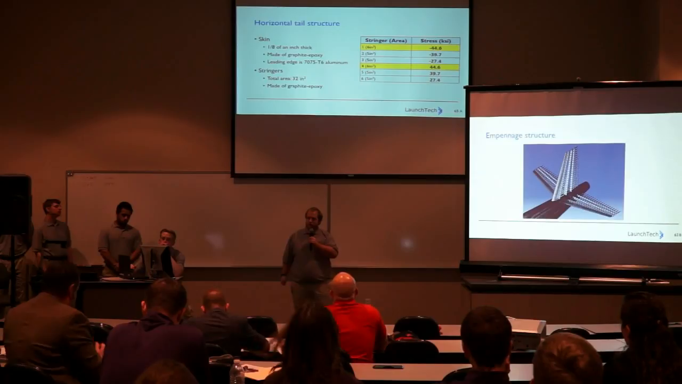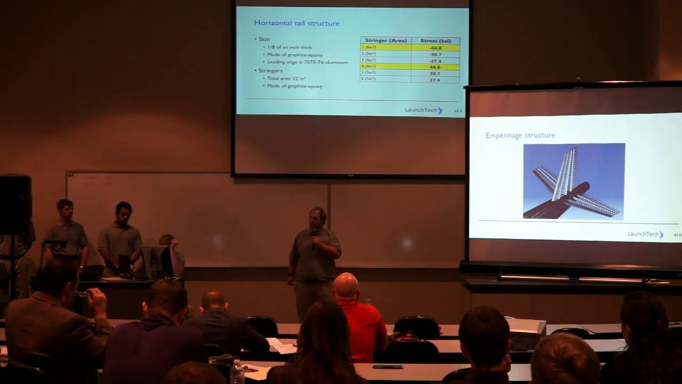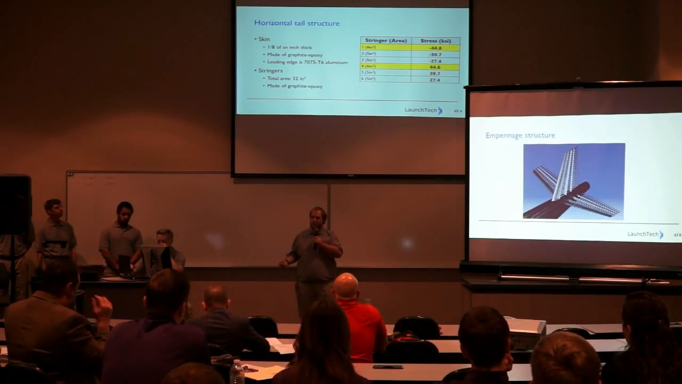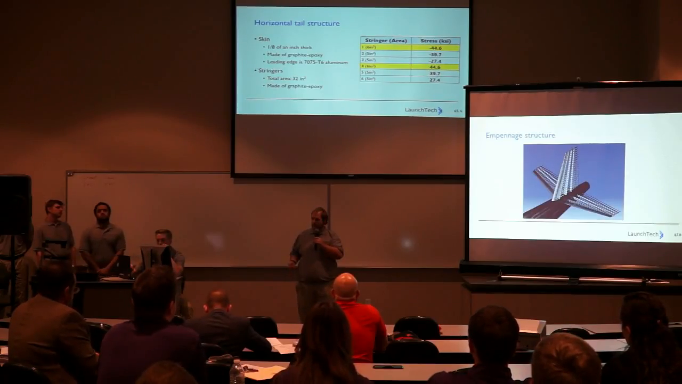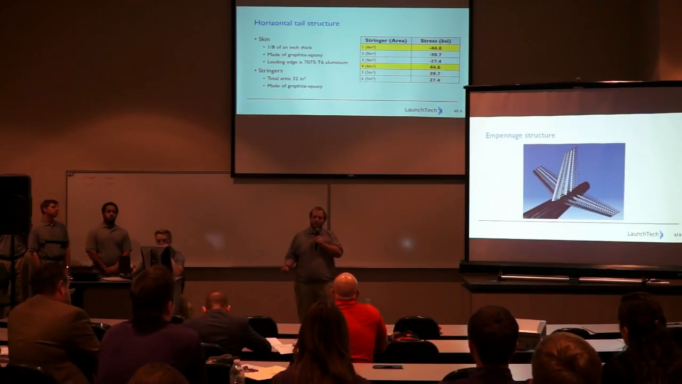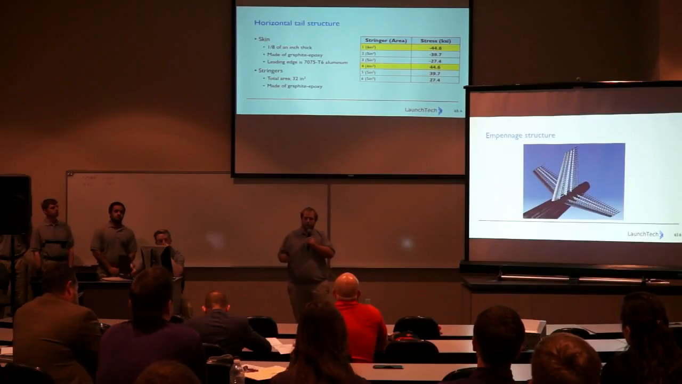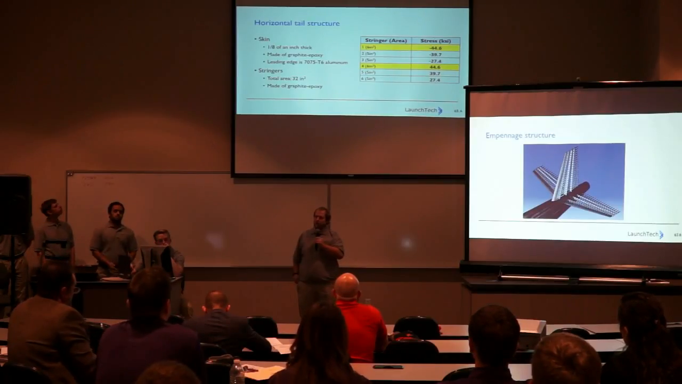Our horizontal tail structure, we also have 1/8 of an inch thick skin here. It is also made of graphite epoxy with the exception of the leading edge due to the high temperatures. The stringers here total to an area of 32 inches squared, and the stringers are also made of graphite epoxy.